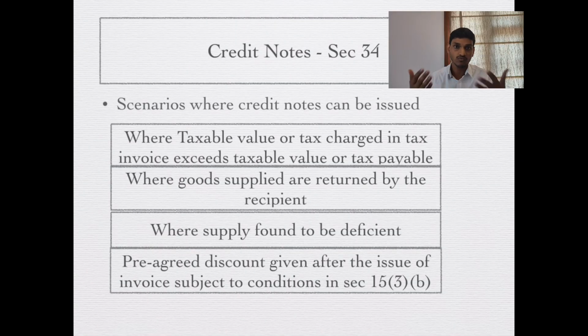First point is clear. Then, what are the scenarios when a credit note or debit note can be issued? First, a credit note can be issued in the following scenarios. First one is where the taxable value or tax charged in the invoice exceeds the taxable value or tax payable. What is that? I'll give you an example.